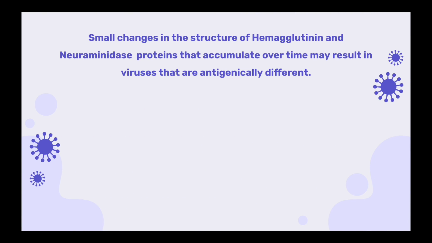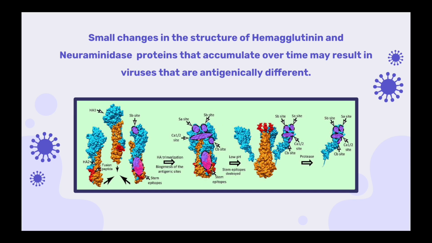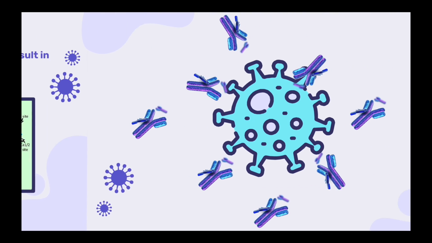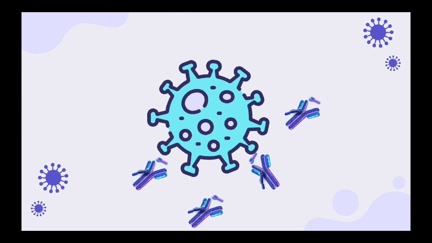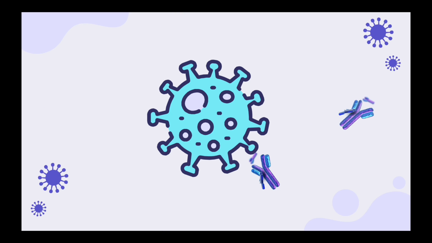Small changes in the structure of HA and NA that accumulate over time may result in viruses that are antigenically different. If the change is significant enough, the person's antibodies will bind differently or not at all to the virus, resulting in a loss or reduction in protection against the variant. In simpler terms, antigenic drift makes it harder for a person's immune system to recognize and fight the virus.